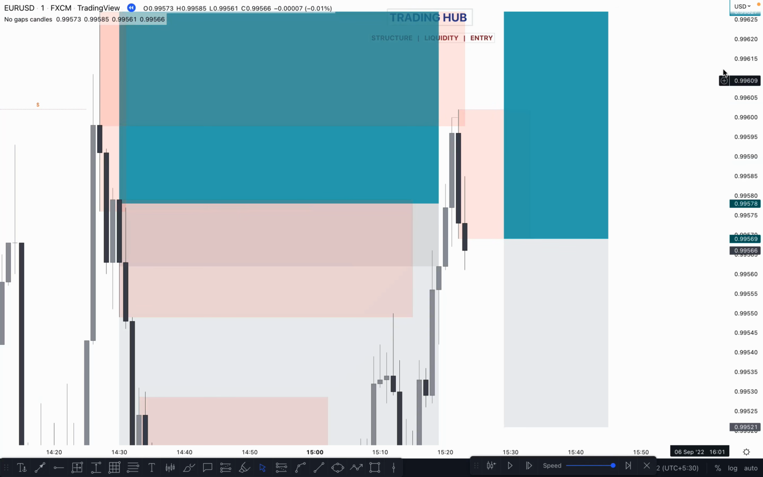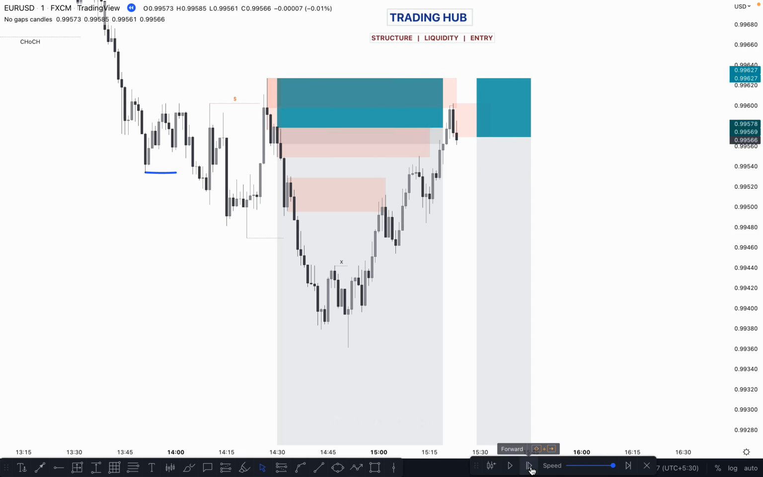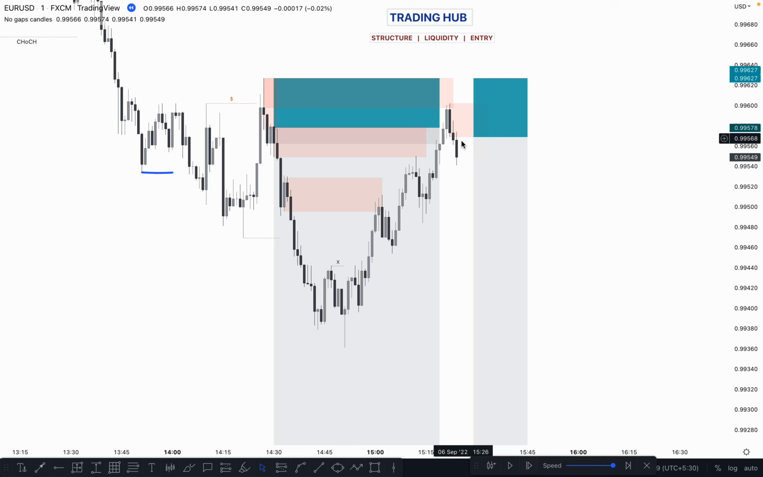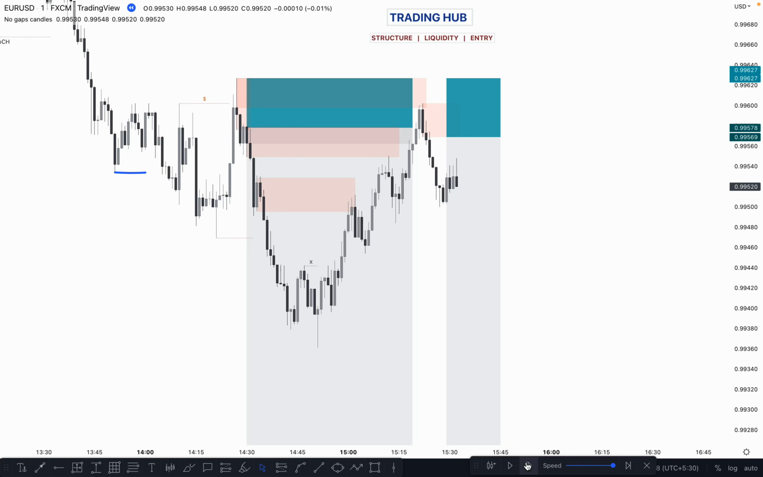Let's see what happened next and what the possible scenario is. This is our new entry. Let's see what happened next. Market tapped here, and this is called a single candle mitigation entry. Now let's see what happened next. Okay, price is trying to go higher and higher.